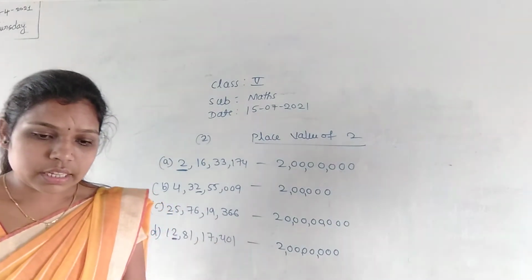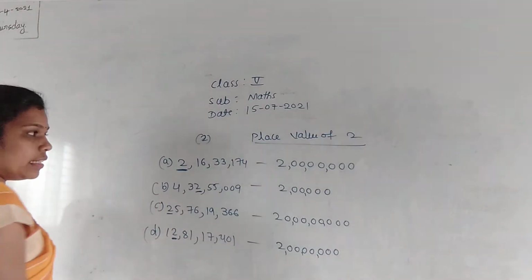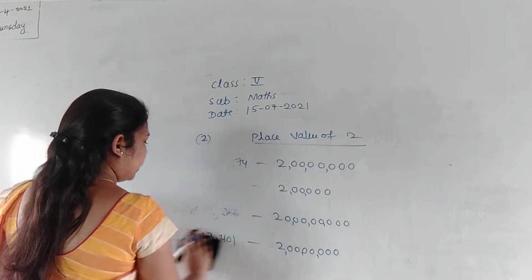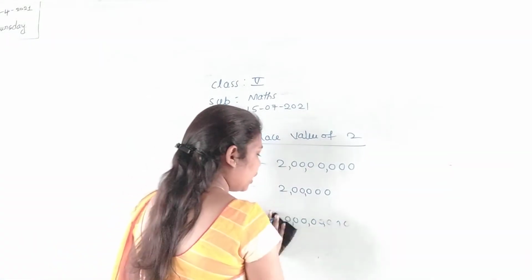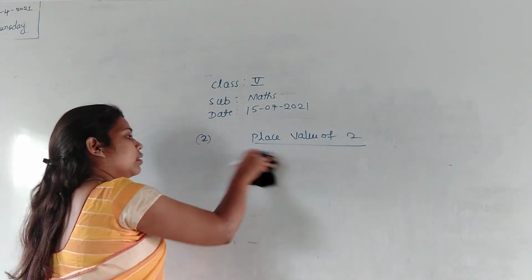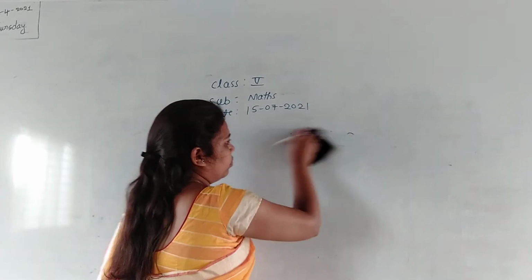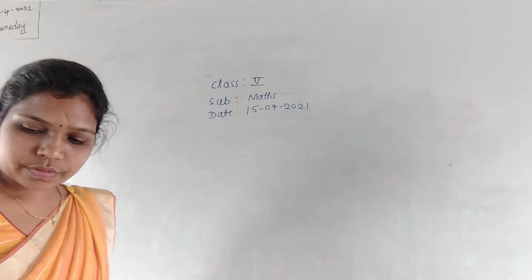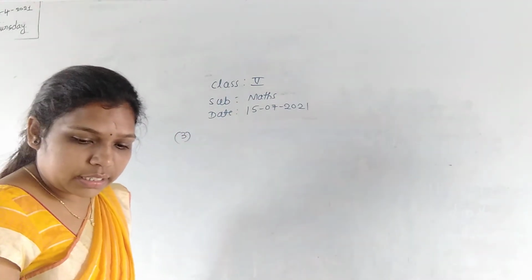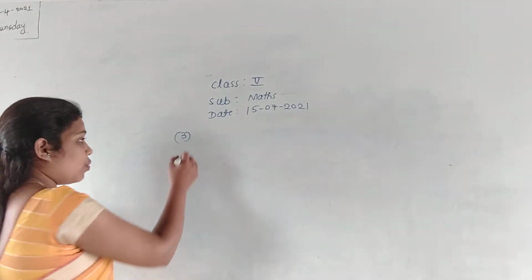Okay. So next we'll write the third main now. What is the third main here? Rewrite the numbers by putting commas and write the number name. Third one. So first rewrite those numbers and after that write the number name. So first one, A.